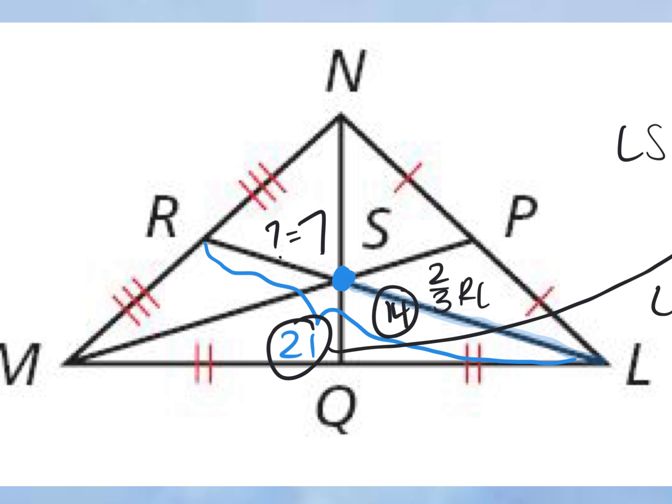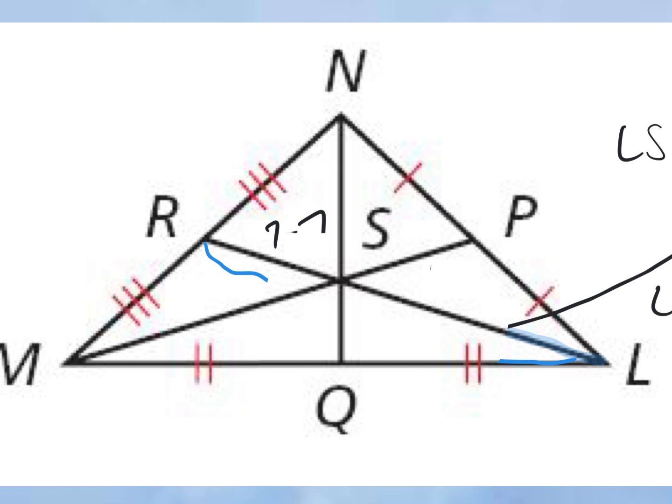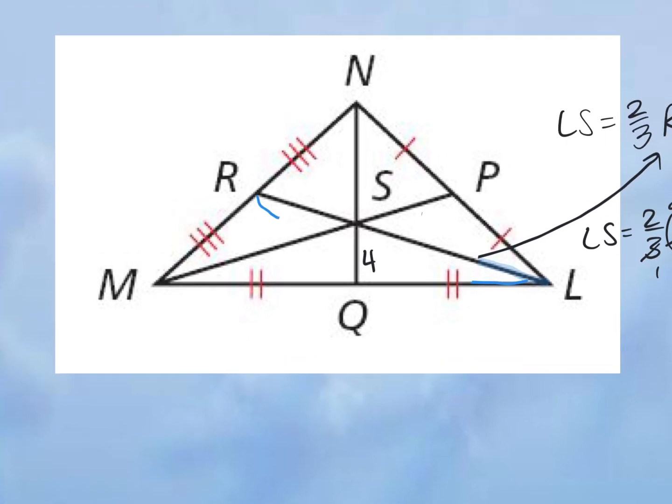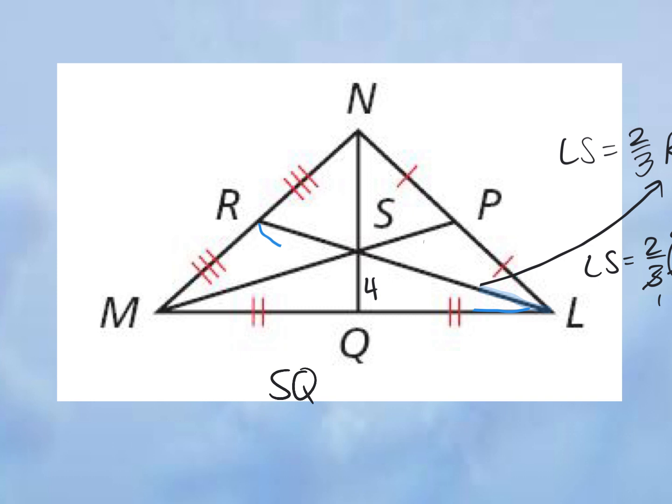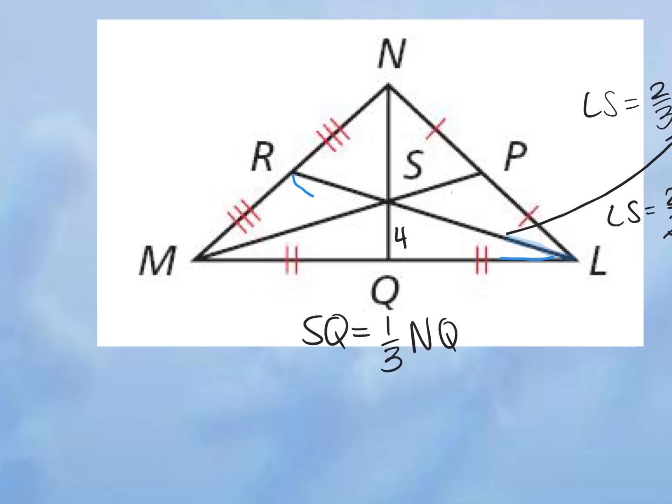All right, so in the second example, I'm going to erase some stuff so I have some room to write. We're given that SQ is what? What did it say? 4? Okay, so if this piece is 4, right? We know that SQ should be related to the whole thing how? It's 1/3 of what? SQ is a third of NQ, perfect. And if SQ, we're going to replace it with 4, right? It would be 4 equals 1/3 NQ. Could we solve this equation for NQ?